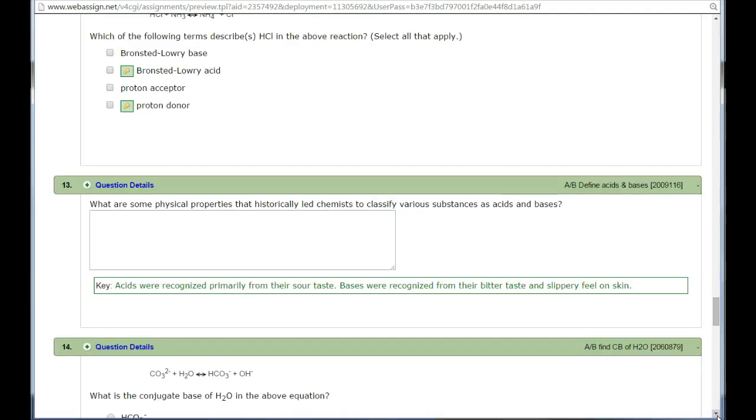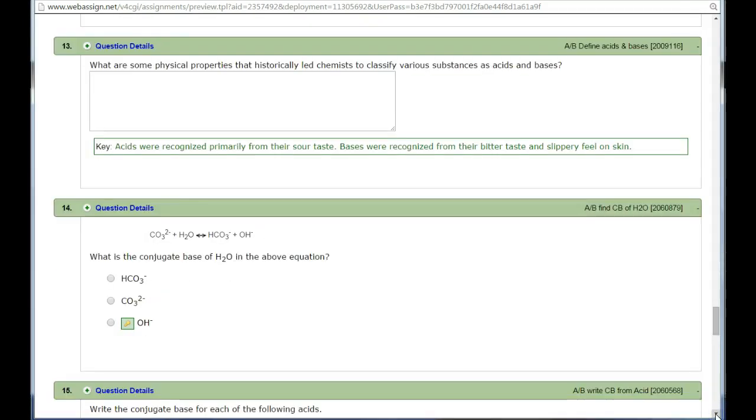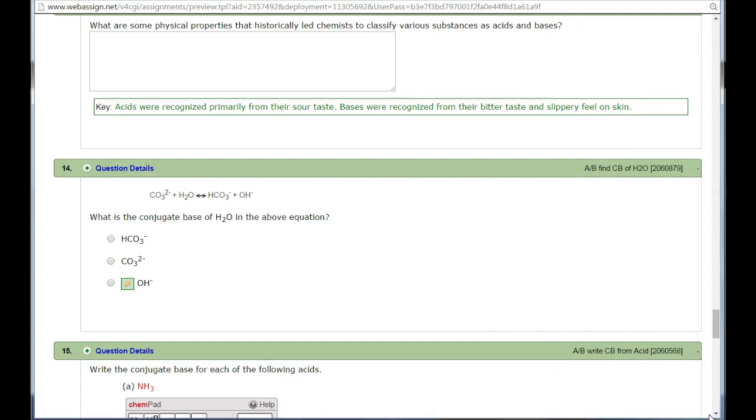Question 13. What are some physical properties that historically led chemists to classify various substances as acids or bases? I believe that they probably tasted things back then, which is not really a good idea. But acids tended to be sour and bases tended to be bitter. And I think our palates probably have a little bit of a difficult time discerning between those, but there is a difference.